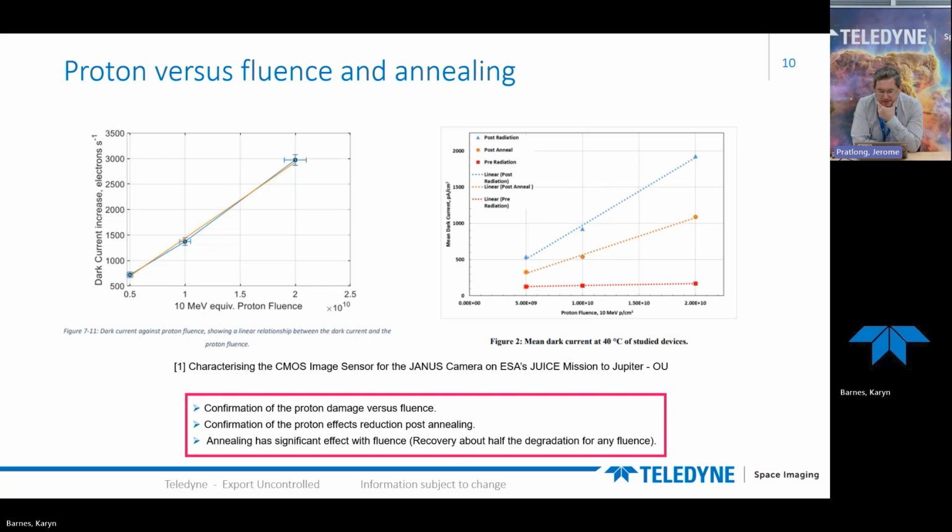Now, if we look at post-annealing, we can see a large recovery, which is about 50% for any fluence we looked at, between 5x9 to 2x10. Therefore, annealing is an important test to do, since it's more realistic and we can see a great recovery from the damage caused by radiation.